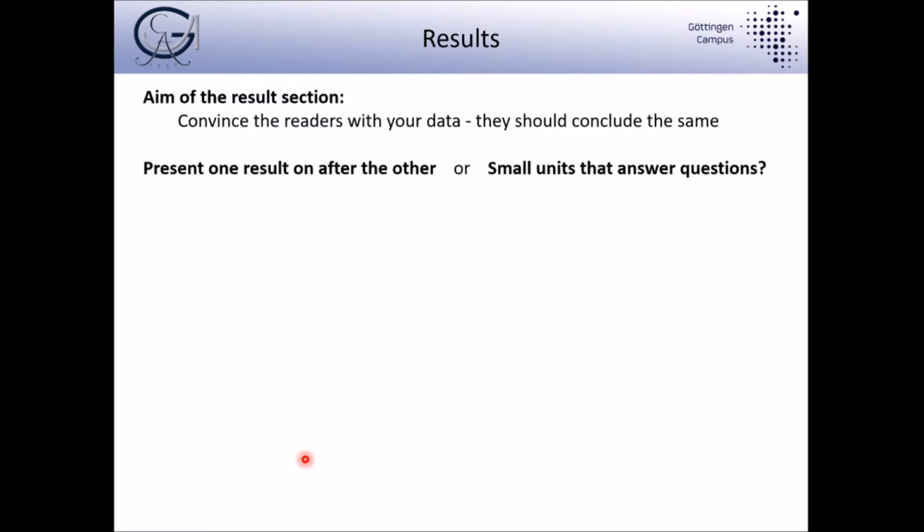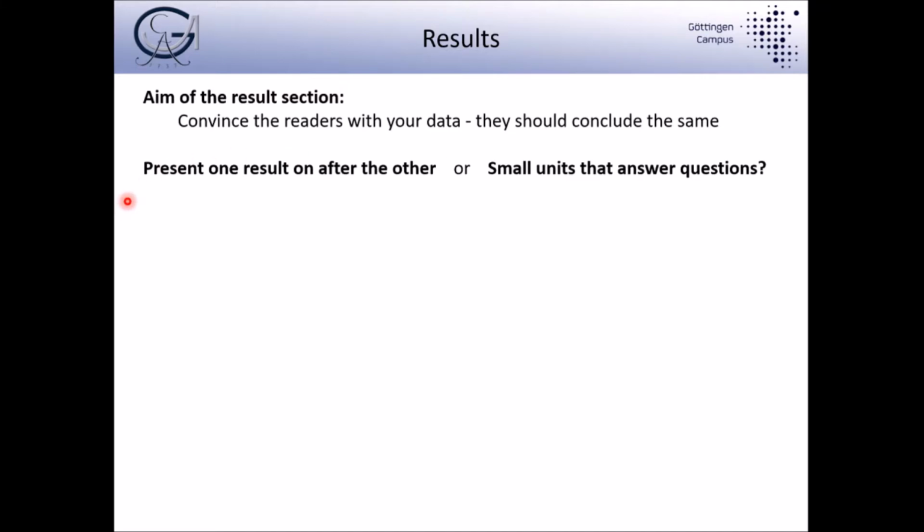So there are at least two different ways. One is you present one result after the other, something like first we did this experiment, then we did that experiment, and then a third experiment. Or you use a second option, which is to put everything into small little units that answer specific questions. So question 1 was this, then we did that, and we found... And this is then the answer to that question.